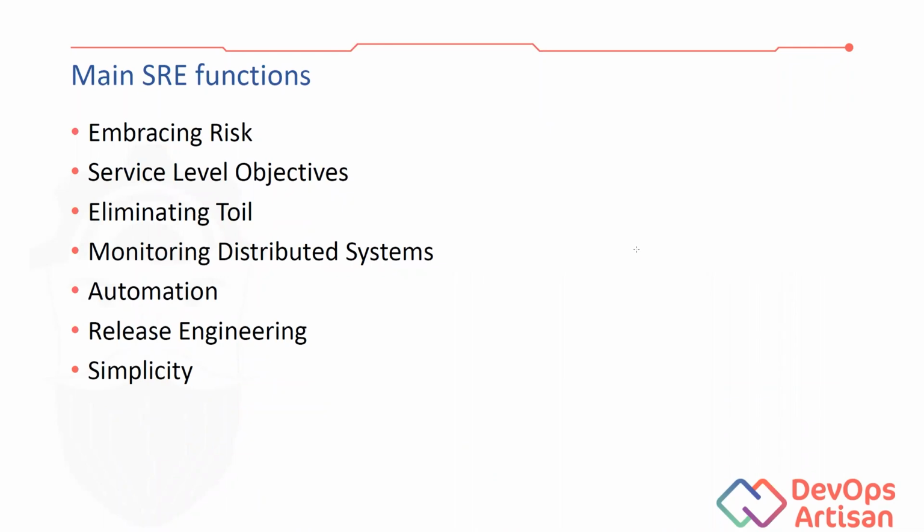So, to sum up, it's all about embracing risk as an SRE function. We have to create our SLOs. We have to eliminate the toil. So again, toil is the manual part that can be automated. We need to perform monitoring for our distributed systems. We have to do more automation and release engineering, and we have to do everything with some kind of simplicity, because if we perform big changes inside of our infrastructure, inside of our environment, we can lose control, and the stability, the reliability of our systems can degrade over time.